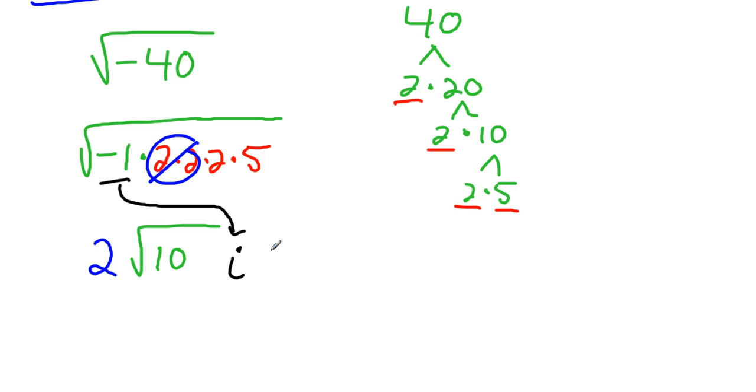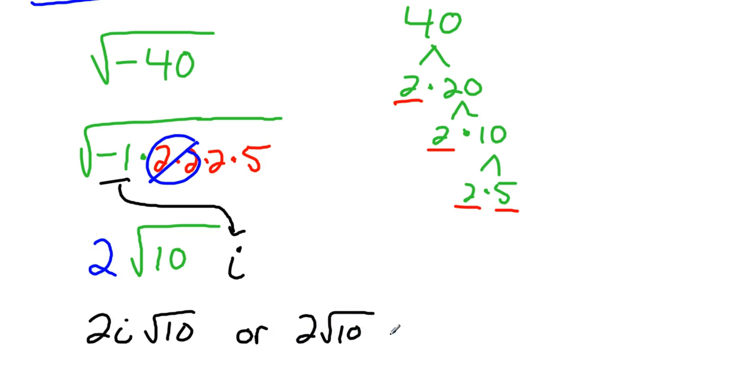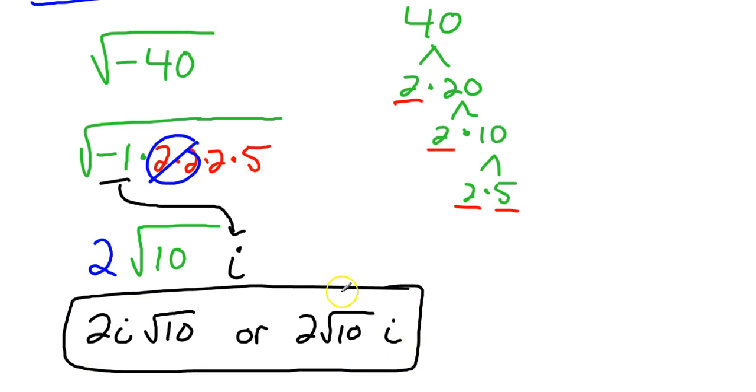And depending on where they do this, sometimes they want the answer with the I at the end of it. Sometimes they'll let you put the I in front, so you have like 2I times the square root of 10. Or you can put the 2 first, then the square root of 10, and put the I at the end of it. So hopefully either one of those two answers should be okay. The main thing is that the I is not inside the square root. The only thing that's left inside the square root is number-wise whatever else you could break off this thing.